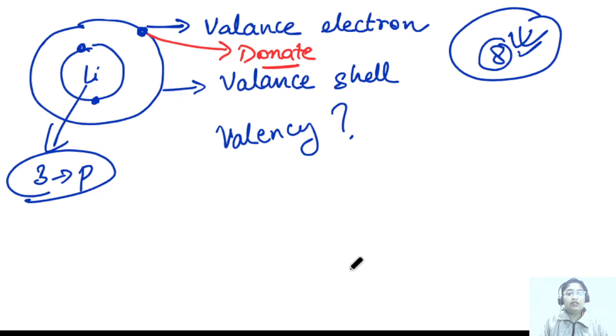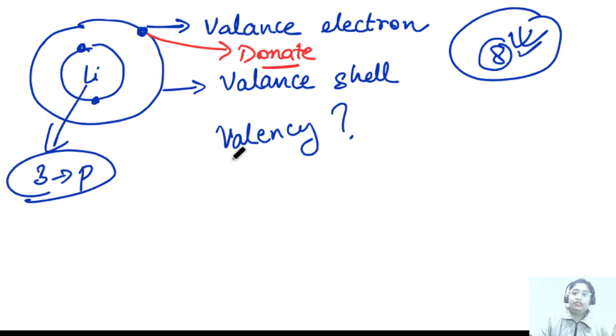Lithium will donate this and say, okay, now in my first orbit there are 2 electrons, my orbit is complete, so I am satisfied, I am stable. This donation of the electron converts an atom to an ion. If some atoms are donating or gaining electrons, the number of electrons donated or gained is called the valency.